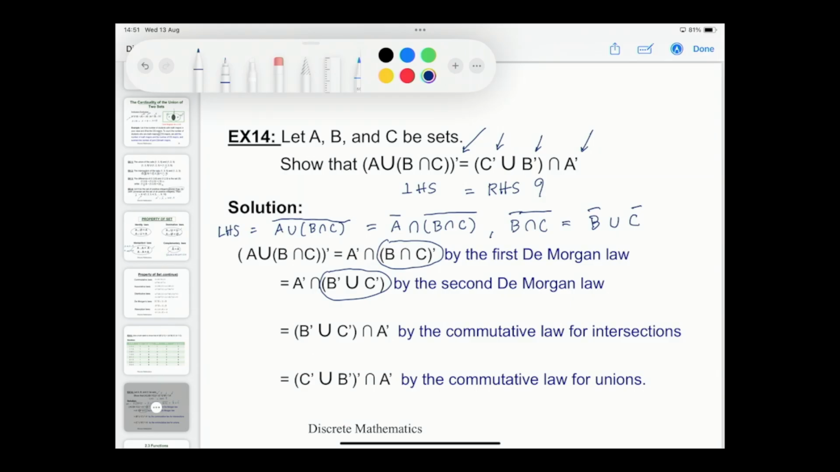With the commutative law, we can swap the positions here, just like x or y is the same as y or x, and x and y is the same as y and x, union or intersection.